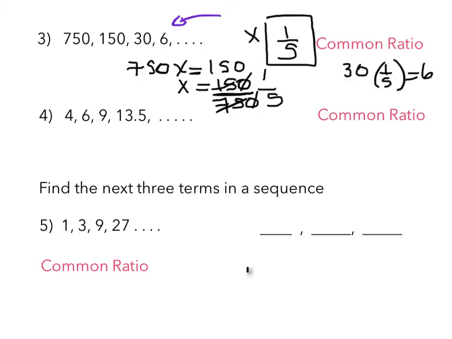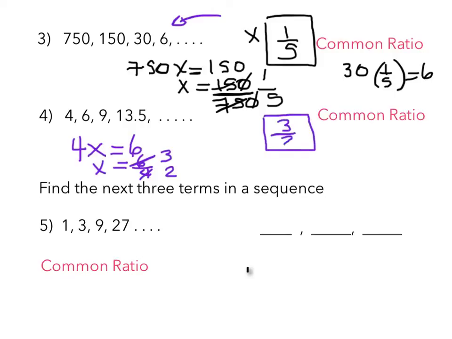Okay, what happened in the next problem, in problem number 4? I don't know, but I had a 4. I multiply by something that I got a 6. I pass this dividing, and I say 3, 2. It's 3/2 that I multiply. So my common ratio is 3/2. Let me try. Suppose I have 9 times 3 over 2. It gives me 27 over 2, which gives me my next number in the sequence. So I'm right.